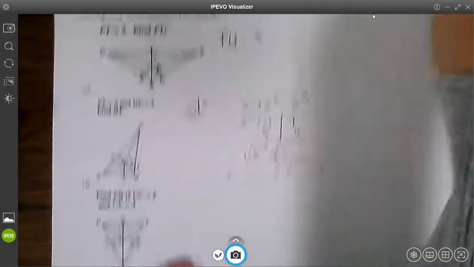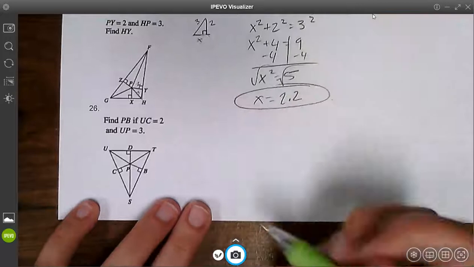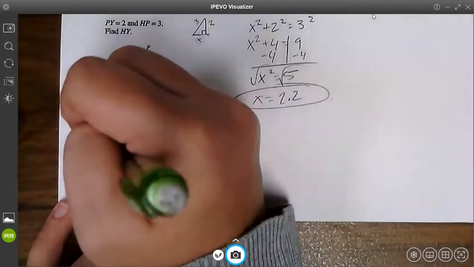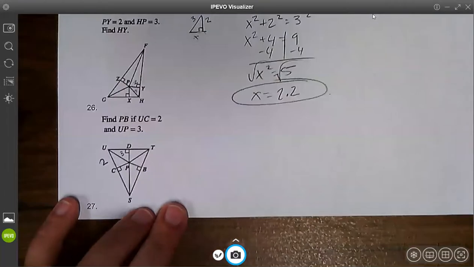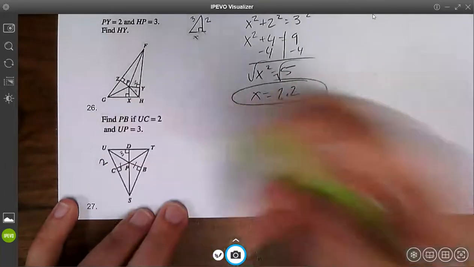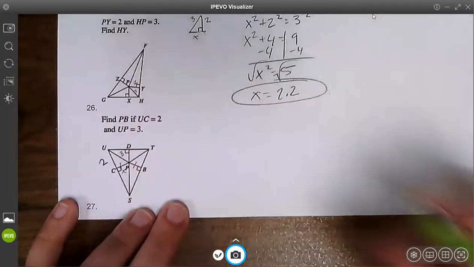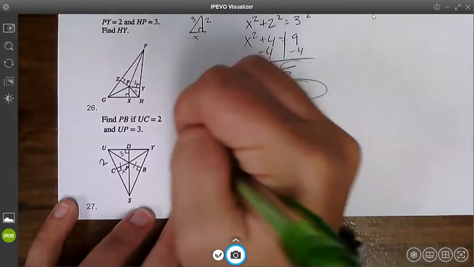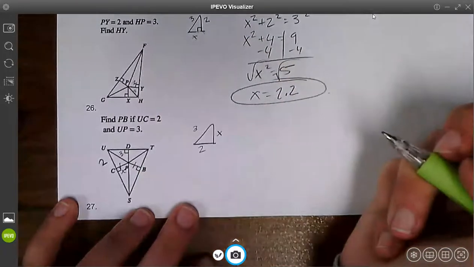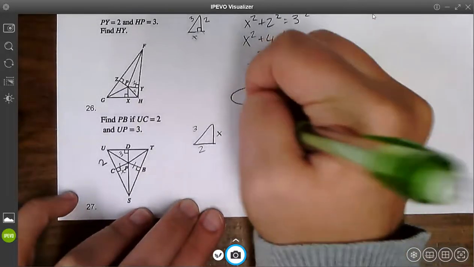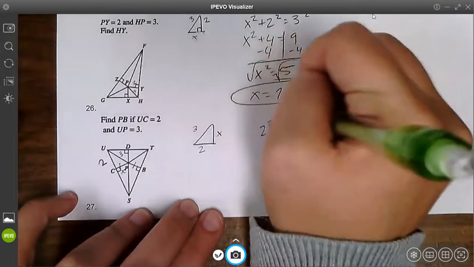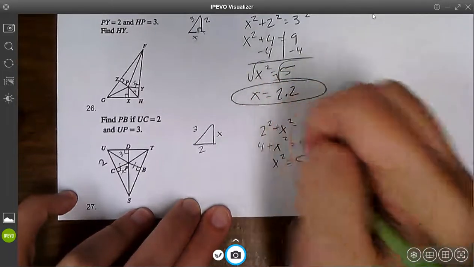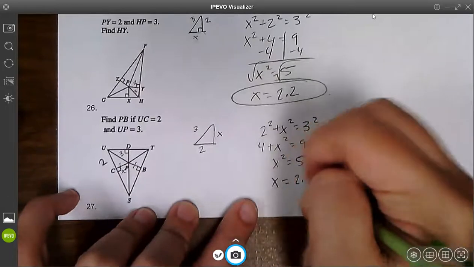And then the last one. Find PB if UC is 2 and UP is 3. This is the same sort of situation. PB is going to be equal to CP, so I can find it using CP. I've got this right triangle here. CP is my x, 2 and 3. It's actually going to be the same math we just had. We have 2 squared plus x squared equals 3 squared. 4 plus x squared equals 9. x squared equals 5. Take the square root of both sides and you get 2.2 again.